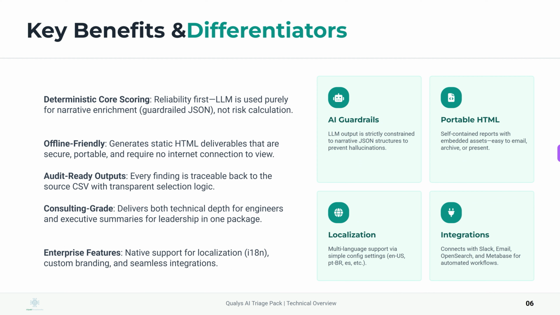That ties directly into AI guardrails. We don't let the model generate freeform content and hope it's correct. The output is constrained into structured narrative JSON, with explicit fields and boundaries. This reduces hallucinations, makes the output easier to validate, and allows the rendering layer to remain deterministic. So AI adds value where it should, turning technical signals into human explanations without corrupting the underlying triage logic.